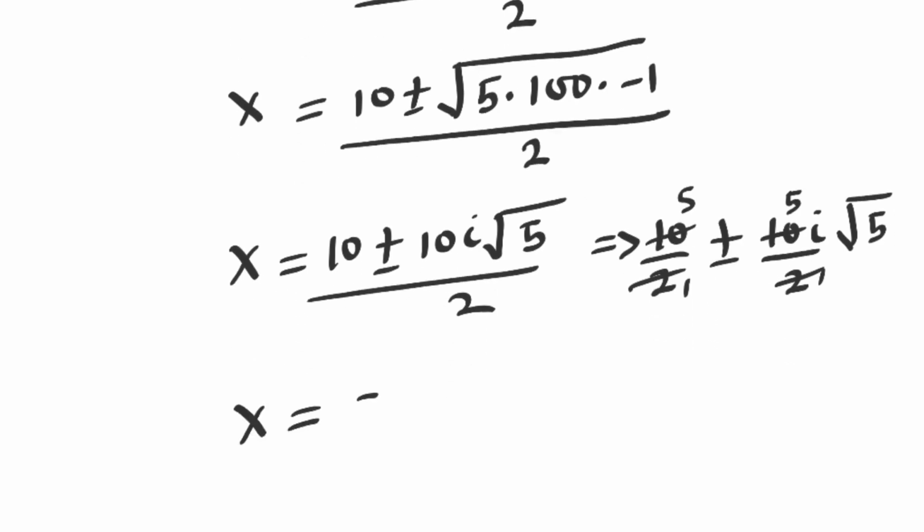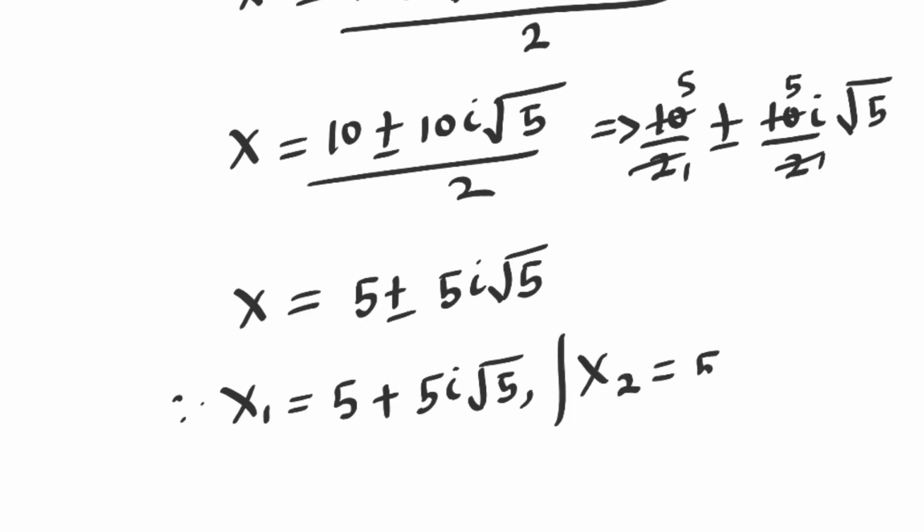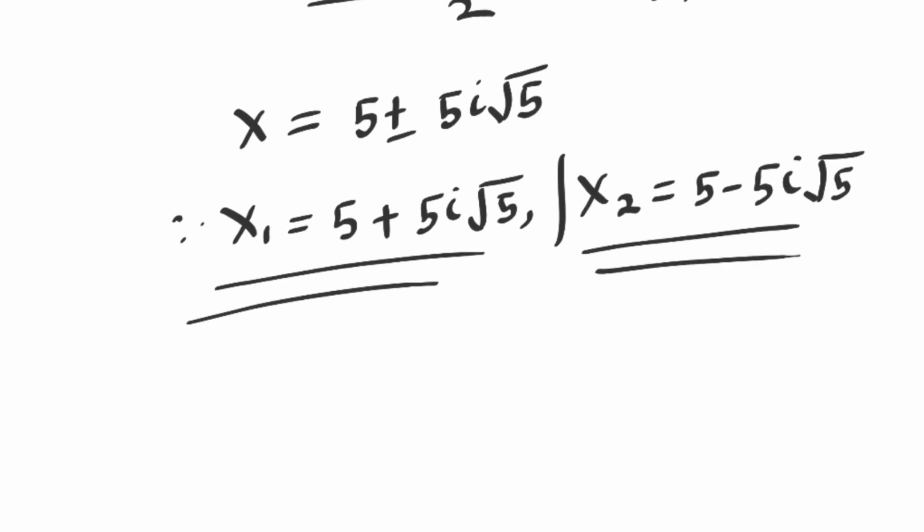x is equal to 5 plus or minus 5i root 5. Therefore, x1 is equal to 5 plus 5i root 5, and x2 is equal to 5 minus 5i root 5. These are the values of x. We've got the values of x. Let us solve for y.